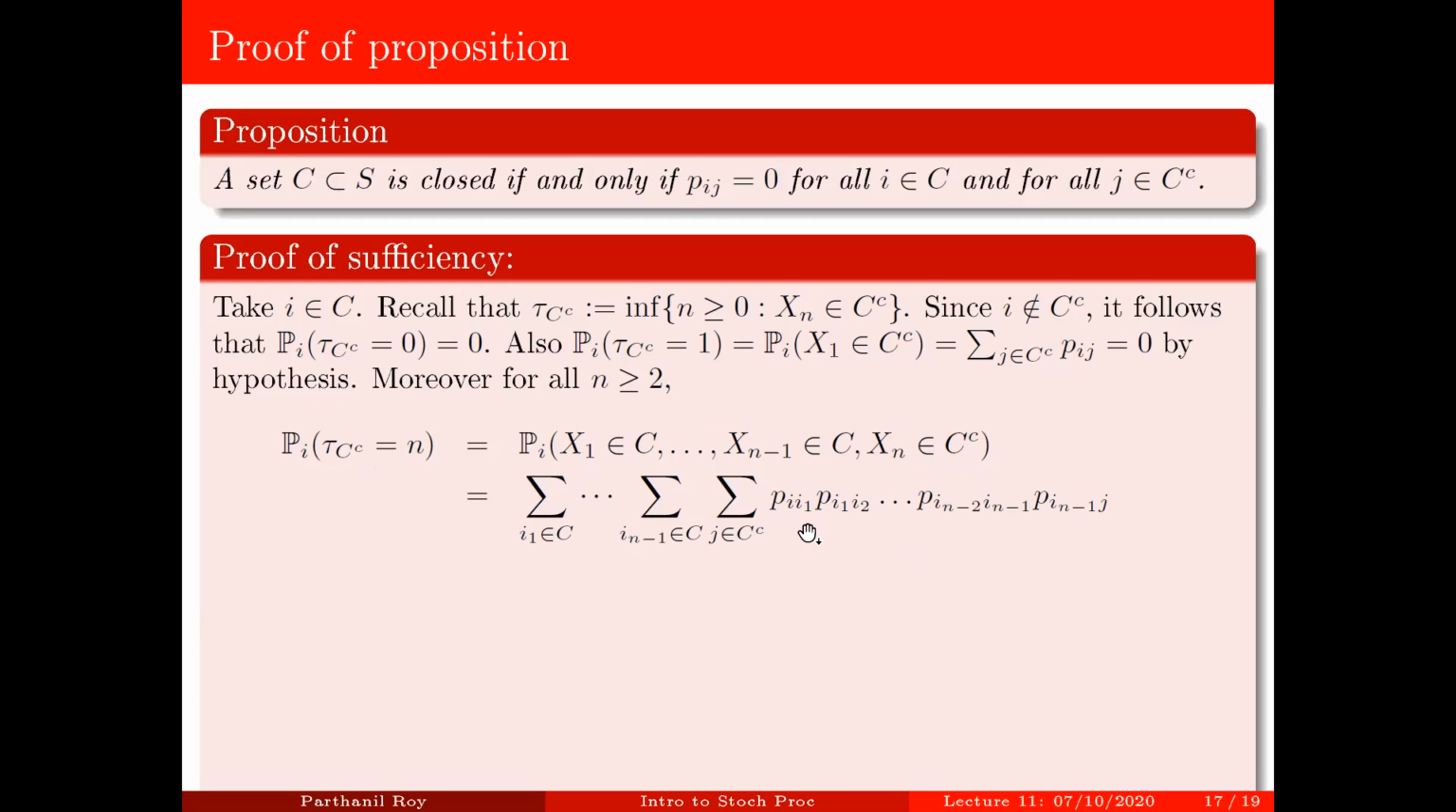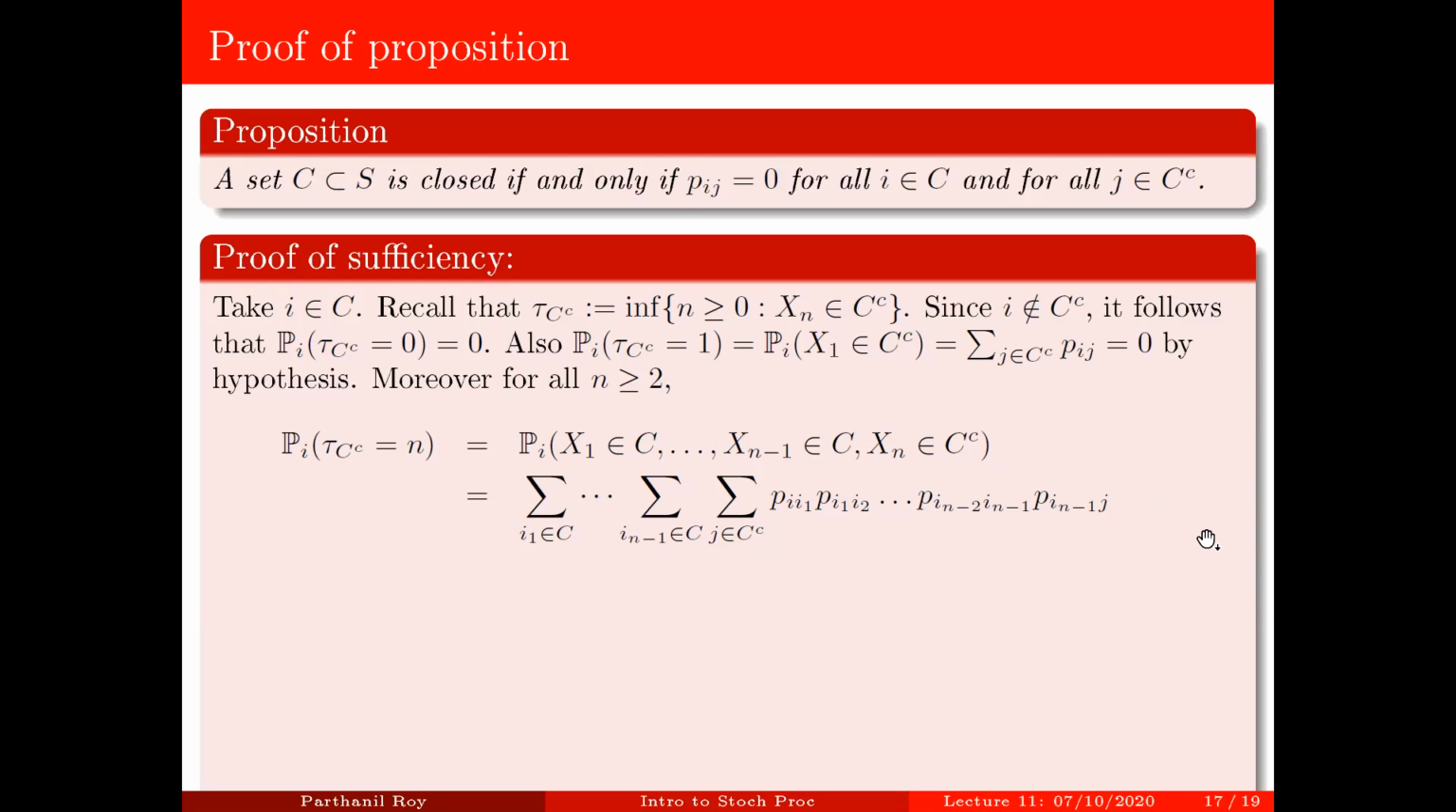So this can happen if you go from i to some i1, which is in C at time 1, then from i1 you go to some i2, which is in C again, all the way up to i_{n-1}, which is in C. And finally, you reach a state j from i_{n-1}, which is in C complement. So therefore, this probability is just the sum of all these products of the transition probabilities.